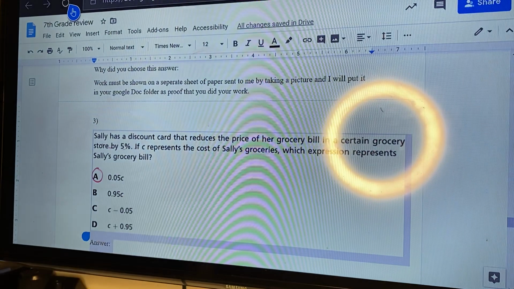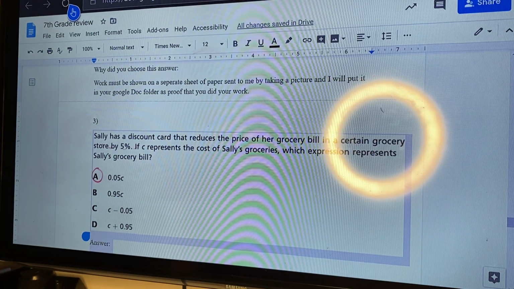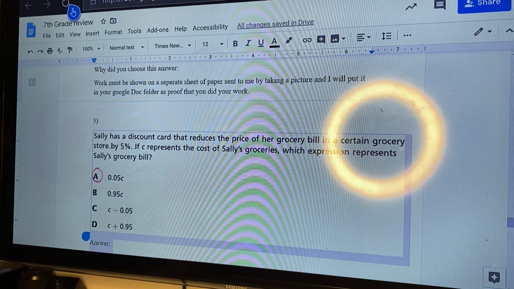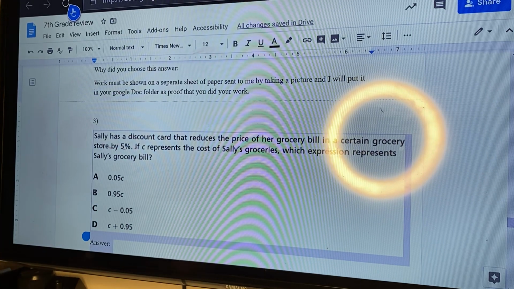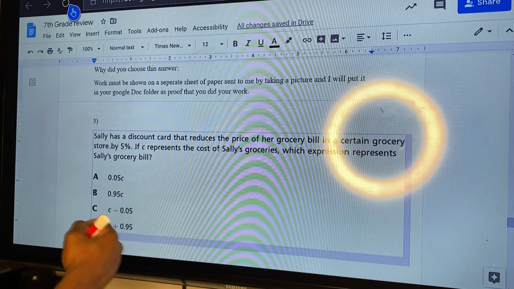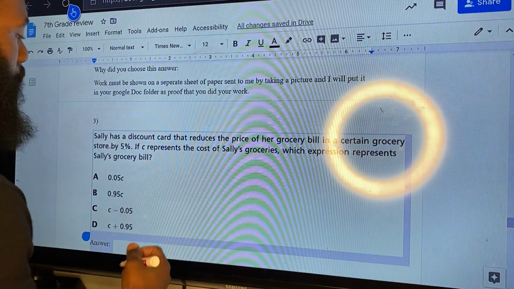I'll clean this later. Sally has a discount card that reduces the price of her grocery bill in a certain store by 5%. If C represents the cost of Sally's groceries, which expression represents Sally's grocery bill? So it has a discount card that reduces the price of a grocery bill. So the grocery bill was 100% of the price, right?